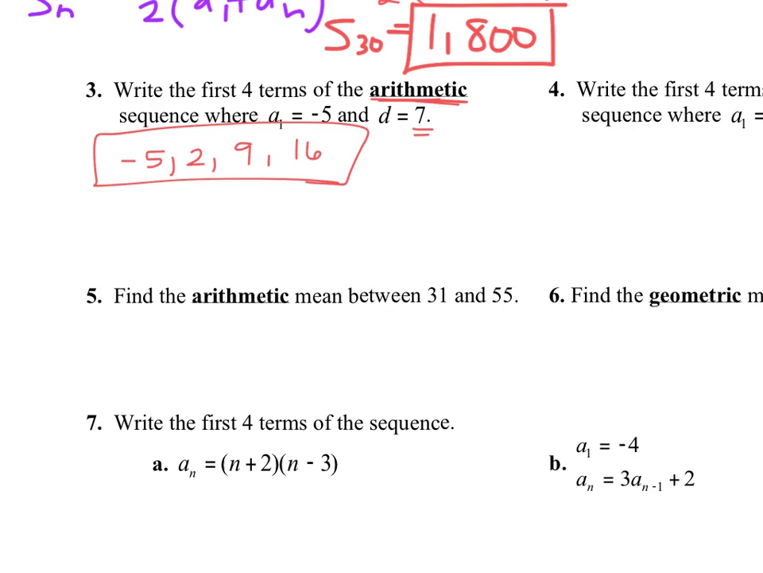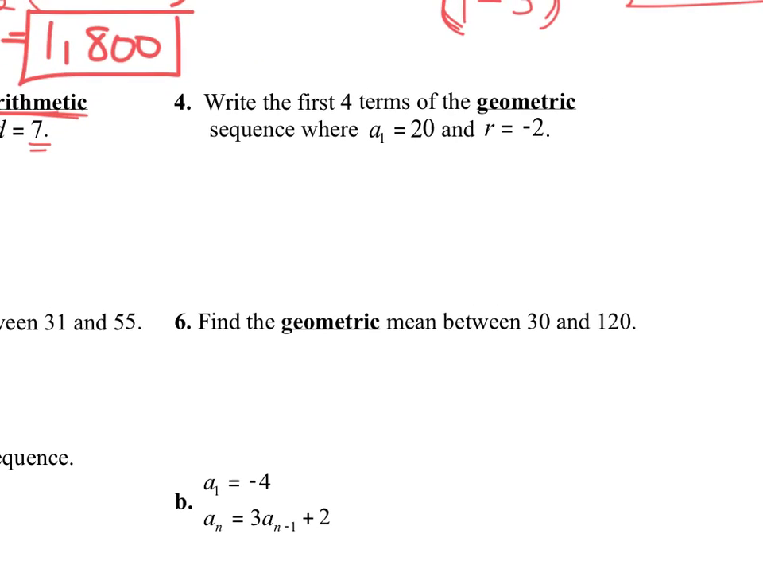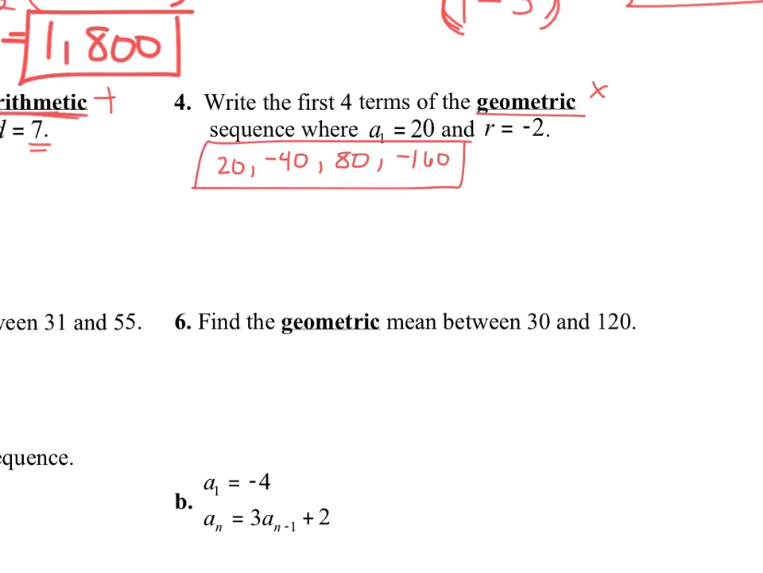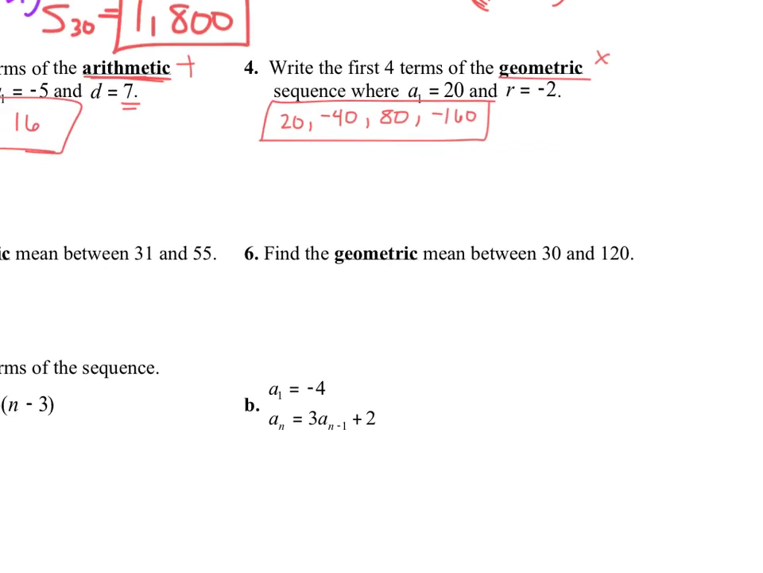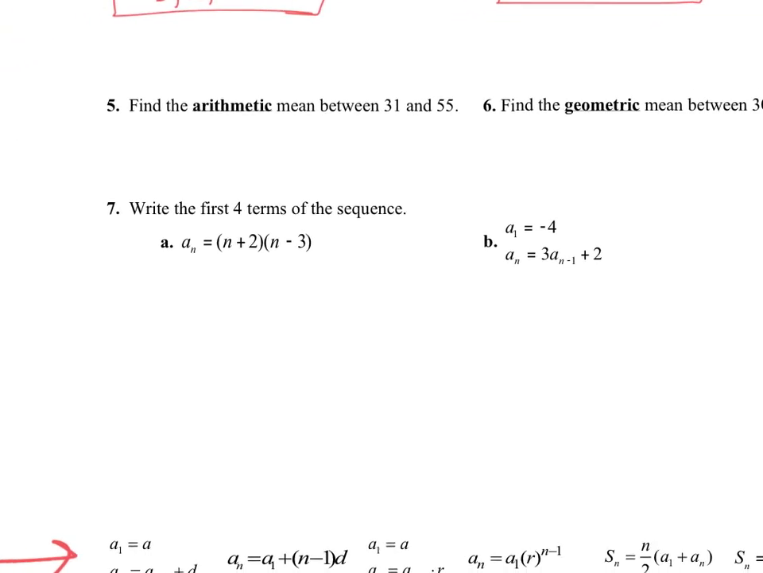Arithmetic, adding. Number 4, write the first 4 terms of the geometric. Geometric, you're multiplying. So a sub 1 is 20, and then your common ratio is -2. So times -2 would be -40. Times -2 again would be a positive 80. And times -2 again would be -160. And again, you're done. Please don't think you need to come up with a formula there or use a formula there. You can just think through what that would be.